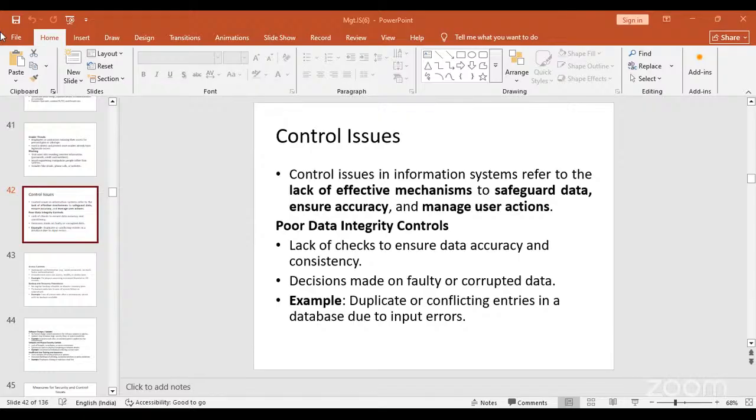Another example is duplicate or conflicting entries in a database due to input error. That is a poor data integrity control.